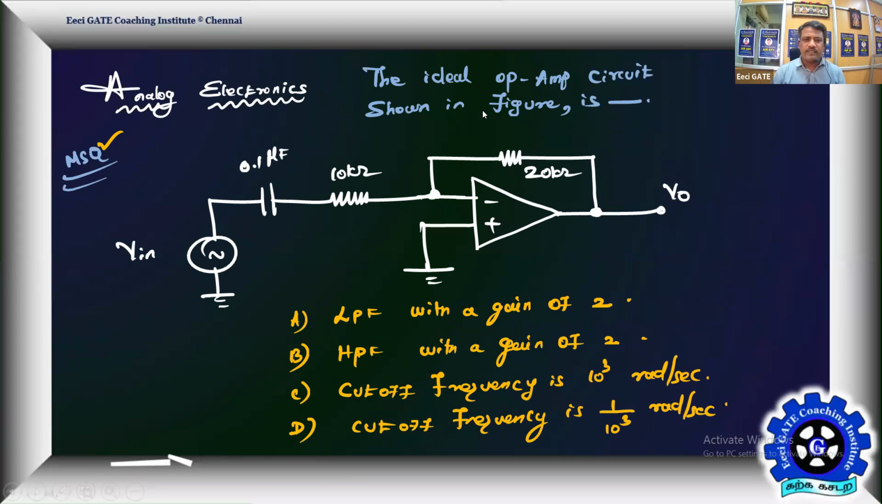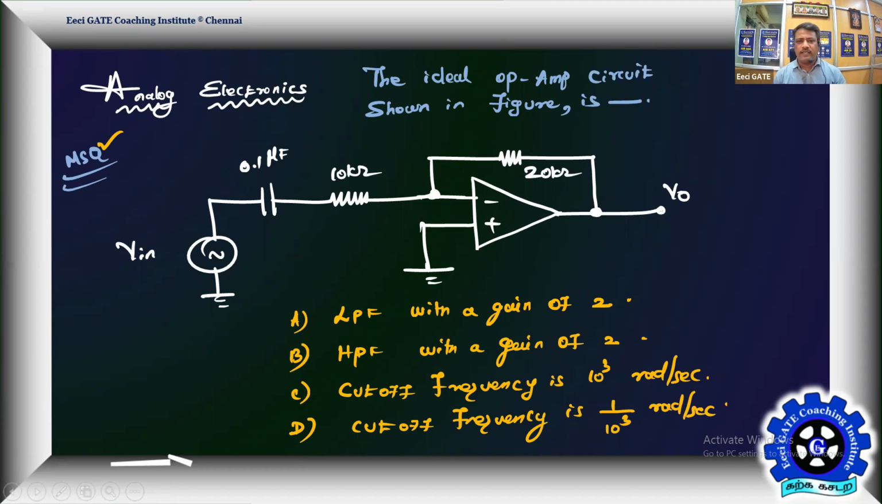The next problem is from analog electronics. Given an ideal op-amp circuit, the moment you see the circuit, you know it's going to be a filter, a frequency selective network. The moment you see the capacitor, it is a frequency selective network, active circuit analysis involving an op-amp. The ideal op-amp shown in the figure is what? It's basically an inverting configuration you're all familiar with.